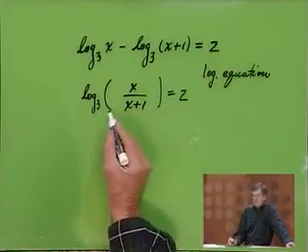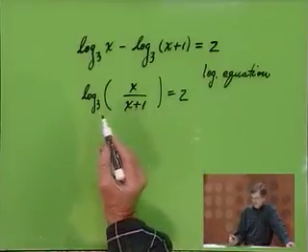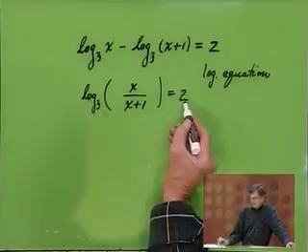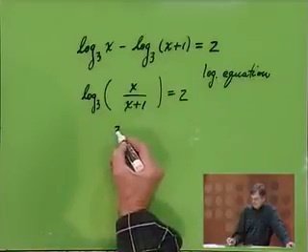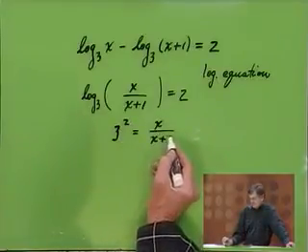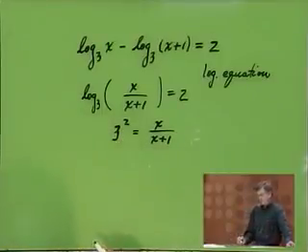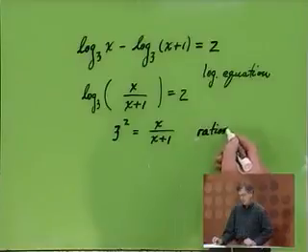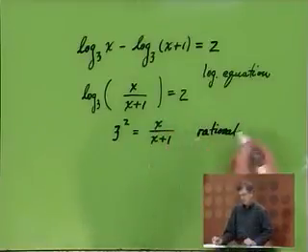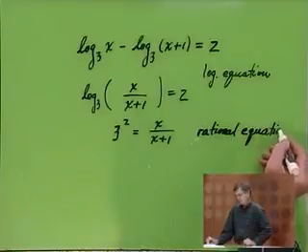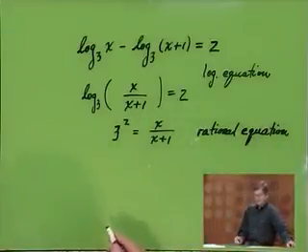Now I'm going to change this to exponential form, by removing the logarithm and saying 3 raised to the second power is equal to the quantity inside. 3 to the second power equals x over x plus 1. Okay, well now what I have is a rational equation, because I have a rational expression, this ratio. So this is a rational equation. And I'd like to solve that.